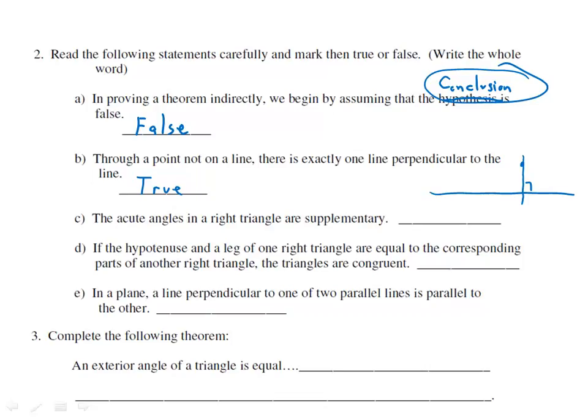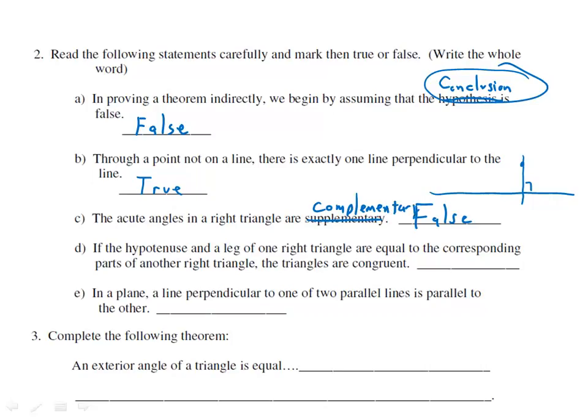All right, C, the acute angles in a right triangle are supplementary. That is false. You know that it's really complementary. If it had been complementary instead of supplementary, it would have been a true statement.